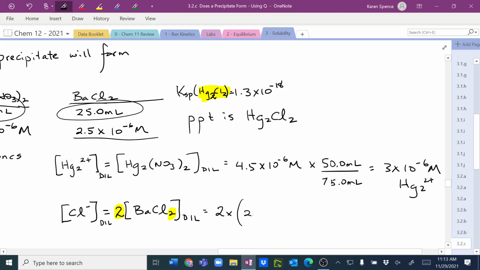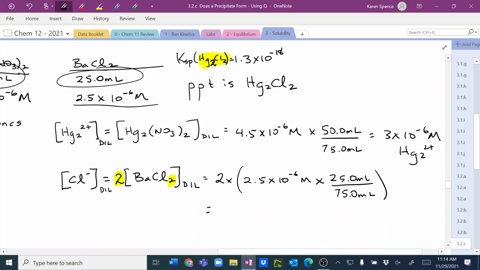We have 2.5 times 10 to the negative 6 molar times 25 mils over 75 mils, which is equal to, let's see, 2 times 2.5 E negative 6 times 25 divided by 75 is 1.67 times 10 to the negative 6 molar chloride.